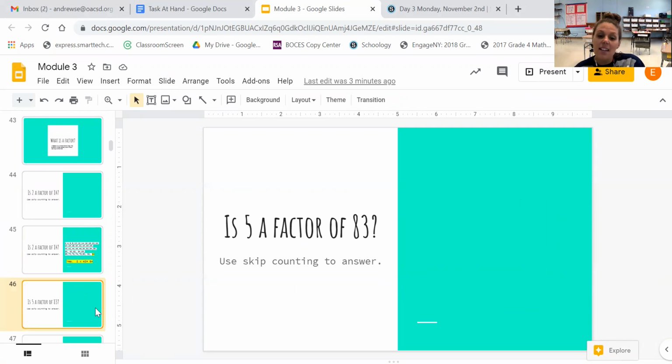Let's try this one. Is 5 a factor of 83? So again, we're going to list our multiples of 5, trying to see if 83 is one of them. So for example, I'm simply going to list 5, 10, I'm going to put my commas so they don't look like one big number, 15, 20, and I'm going to go all the way up to see if I can get to 83. Pause your video and try this.